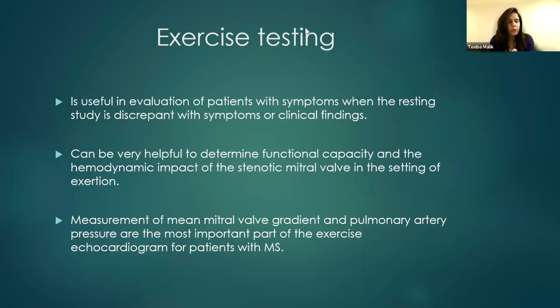So in the exam, they can ask you what sort of tests you can do to assess the severity of the MS. You can say you can do an echocardiogram, transthoracic, transesophageal, and you can also do exercise testing to assess the functional capacity, or the impact of the MS on the functional capacity of the patient.